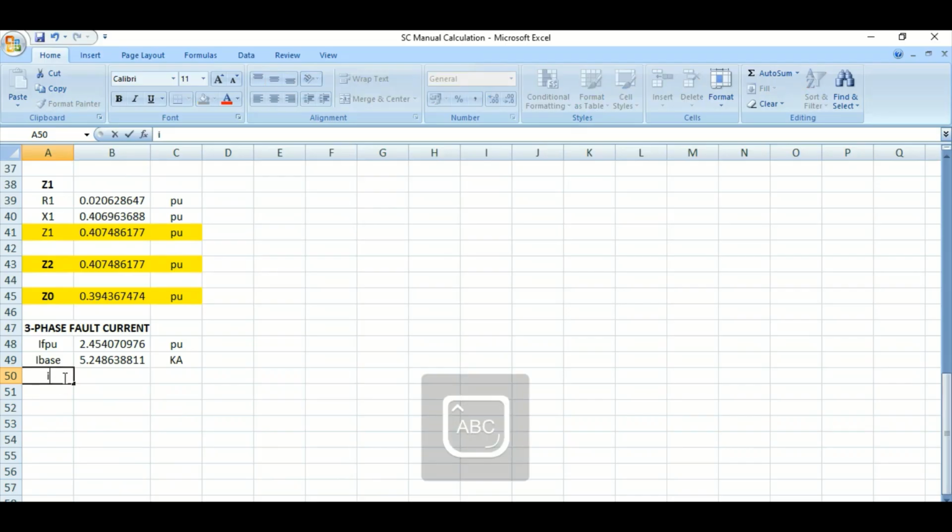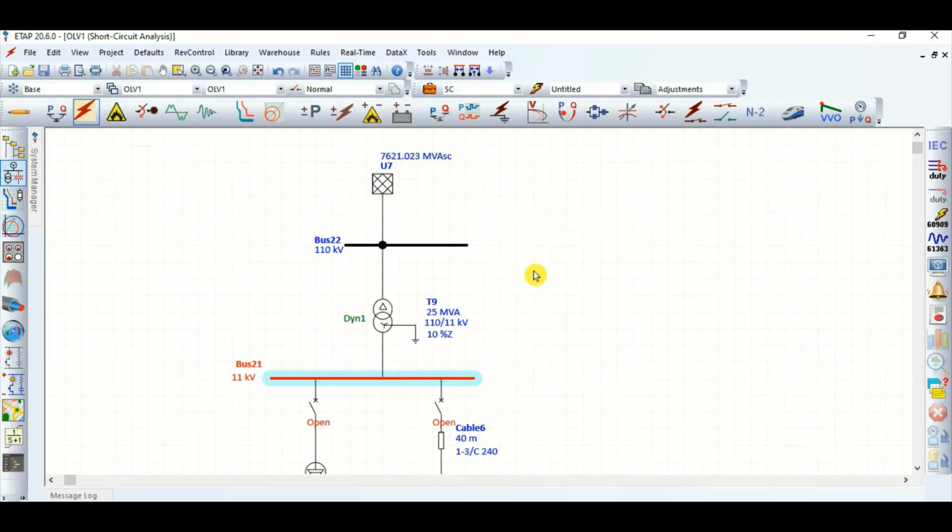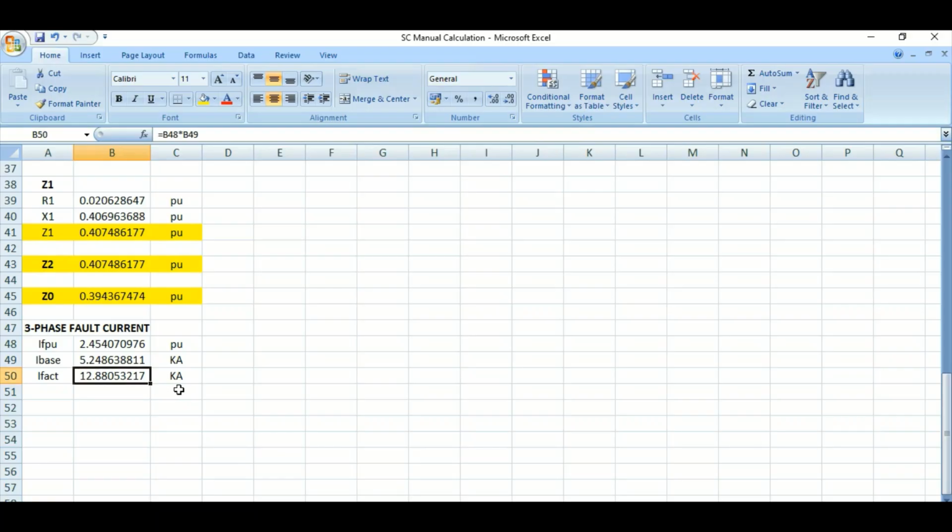So what is the actual fault current? IF actual fault current equals this per unit fault current multiplied by the base current, which comes to 12.88 kiloamps. So let's check in ETAP how much it is coming. We have created a fault here. Let's check the fault current. What is coming here? 14.123, and here it is 12.88 kiloamps.